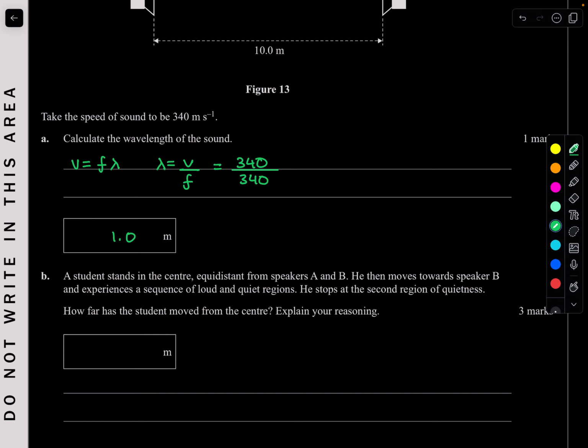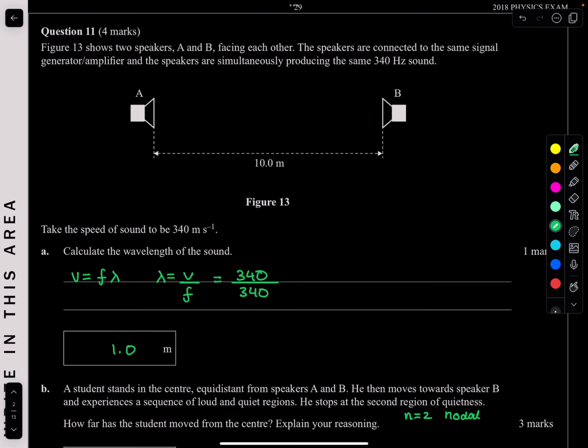Easy. A student stands in the center, equidistant from speaker A and B. He then moves towards speaker B and experiences a sequence of loud and quiet regions. He stops at the second region of quietness. So basically he stops at the nodal, where destructive interference happens, where n equals 2. How far has the student moved from the center? Explain your reasoning. So the student was in the middle, equidistant from A and B, so 100% he's going to hear antinodal, so he's going to have constructive interference there.